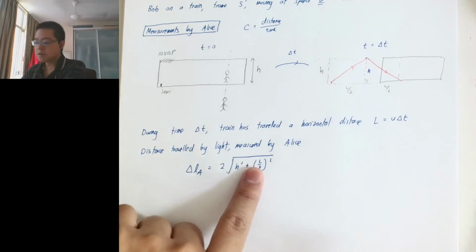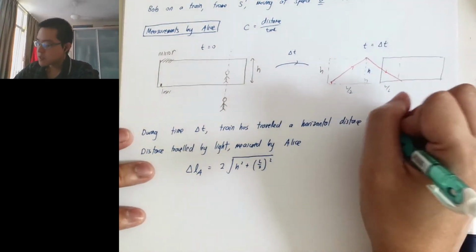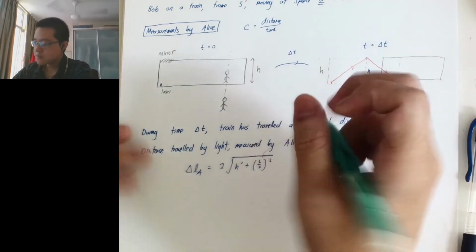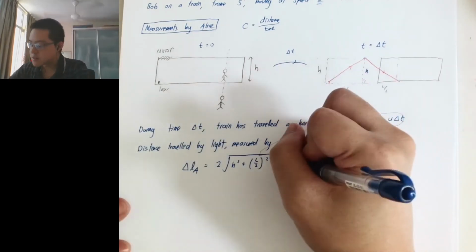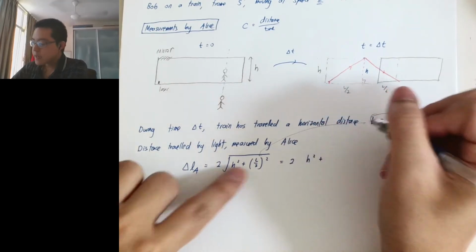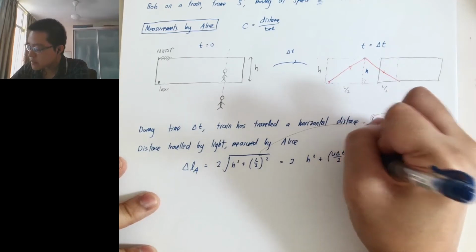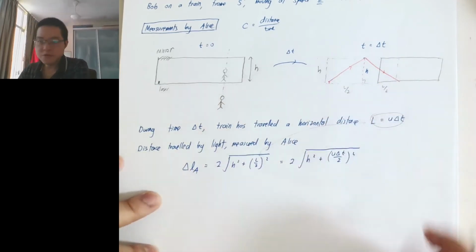And we have also calculated L, right? L is u delta t. So I'm going to put this L in here, so that the distance traveled by the light is h squared plus u delta t over 2, the whole thing squared, and then we take the square root.